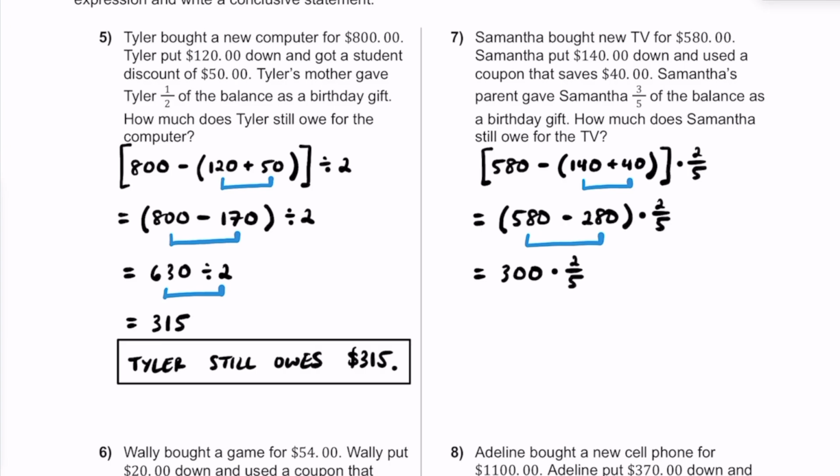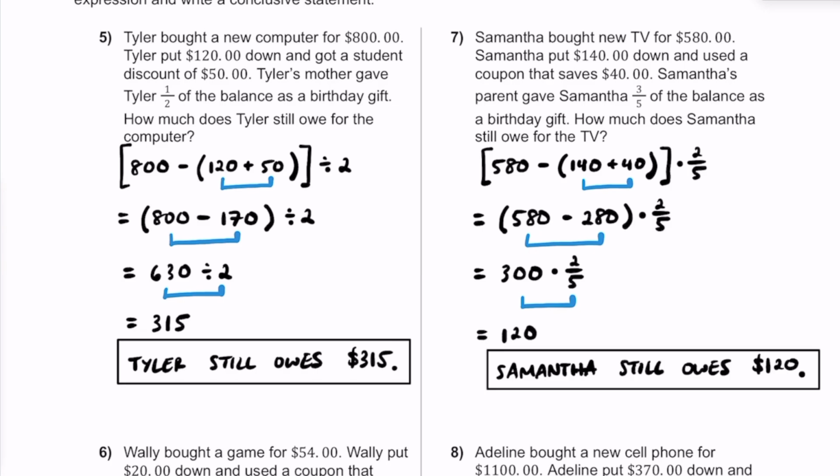And if Samantha's going to be paying 2/5 of it, let's look at 300 times 2/5. Well, if we say 1/5 of 300 is 60, then 2/5 would be 120. So if you multiply this, it's going to be 120. And so Samantha is still going to owe $120 on this TV at this point.